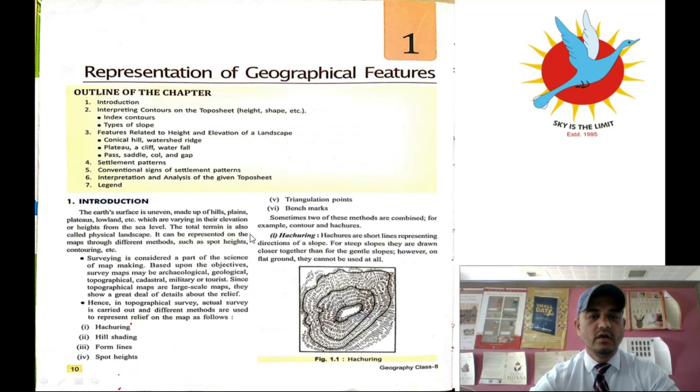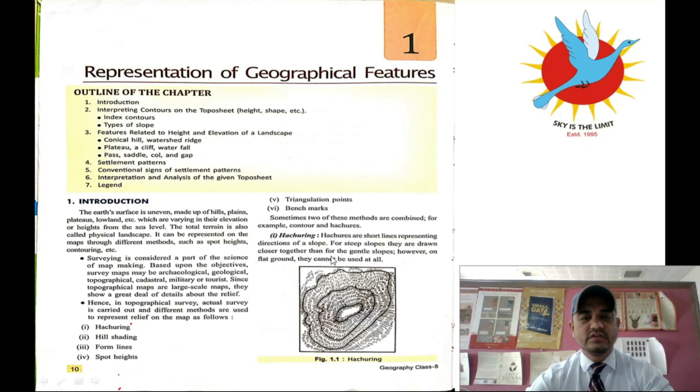This is one of the important points that strikes our mind: the methods used to represent it. We have the weather map, the physical map, the political map, and thematic maps, maps based on different themes. All these maps are made by different techniques and shown on a piece of paper. In the same way, ordnance survey maps or survey maps are made on paper.